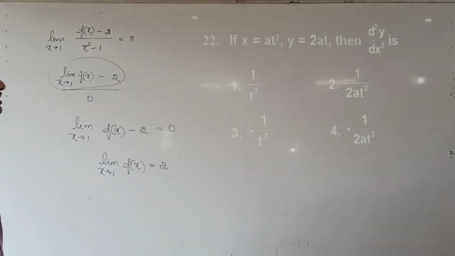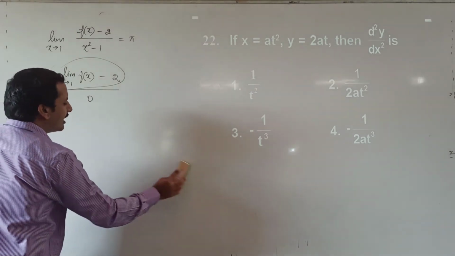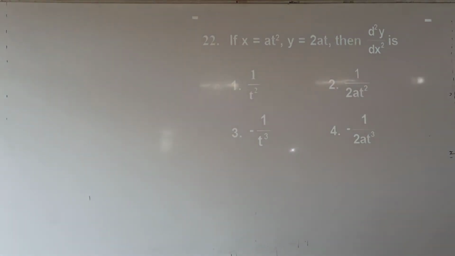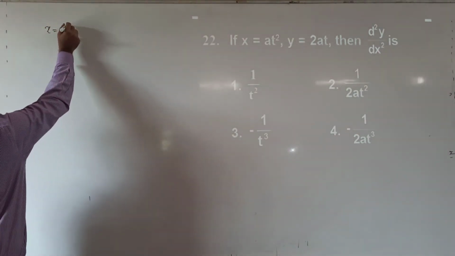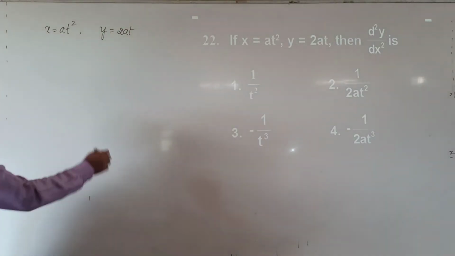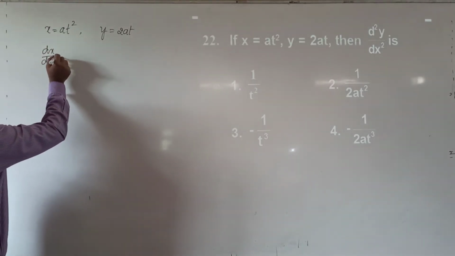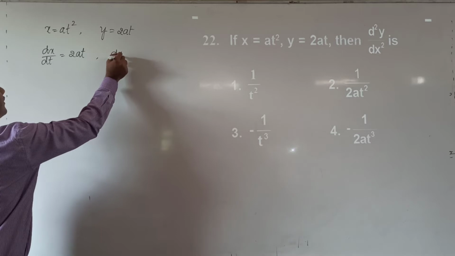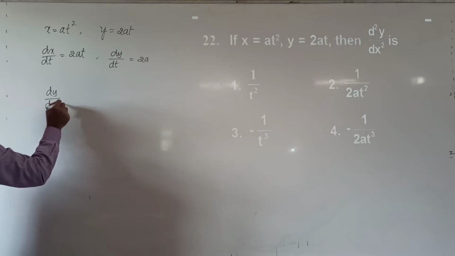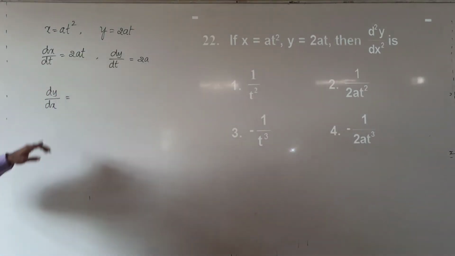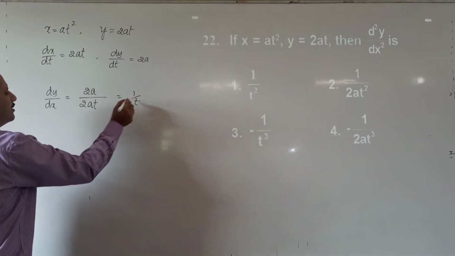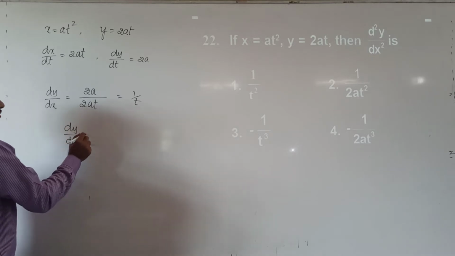Okay. Let's look at question 22. If x equal to at square and y is equal to 2at, then find dy by dx, d square y by dx square. x is equal to at square they are given and y is equal to 2at. Differentiate this with respect to t. dx by dt is equal to 2at. dy by dt is equal to 2a. Then dy by dx is equal to dy by dt divided by dx by dt. That means 2a divided by 2at. That's equal to 1 by t. So we got dy by dx is equal to 1 by t.